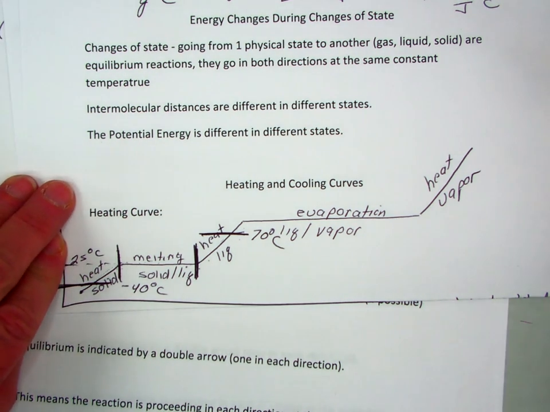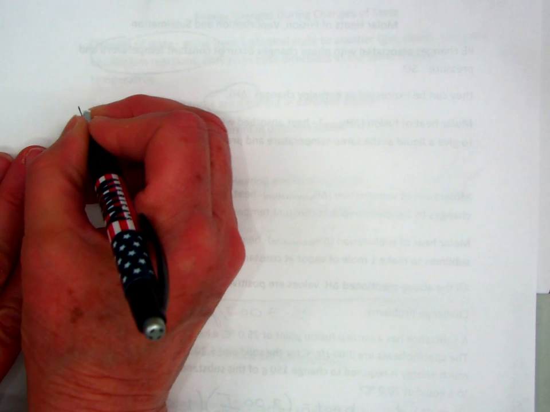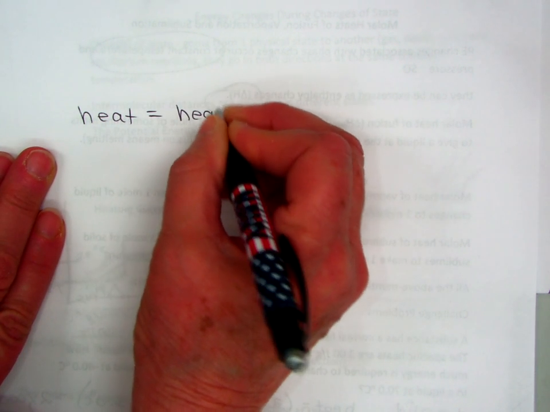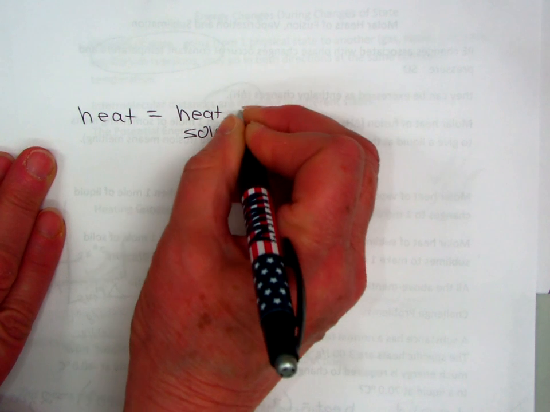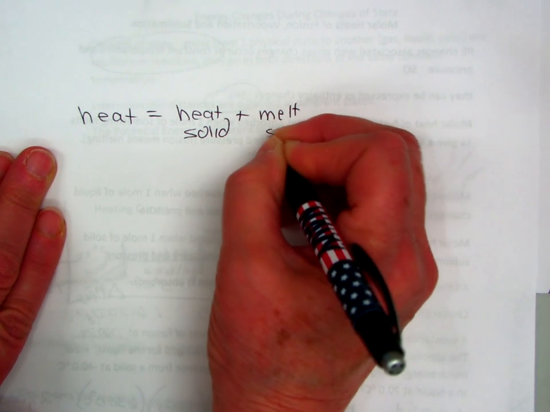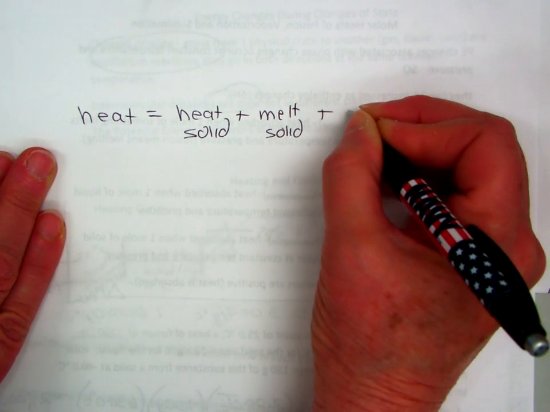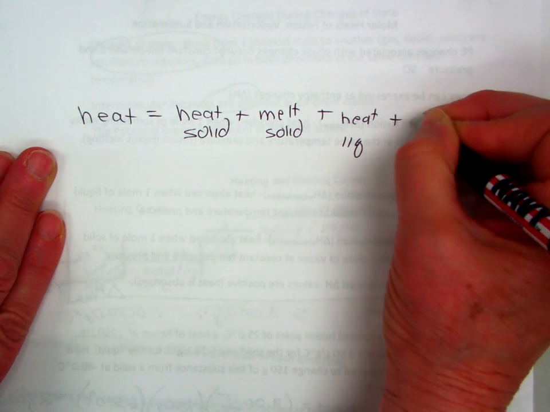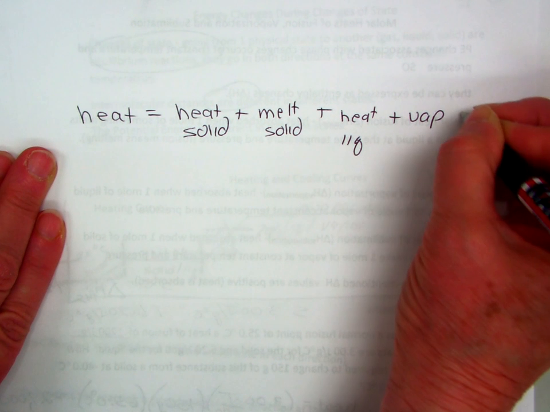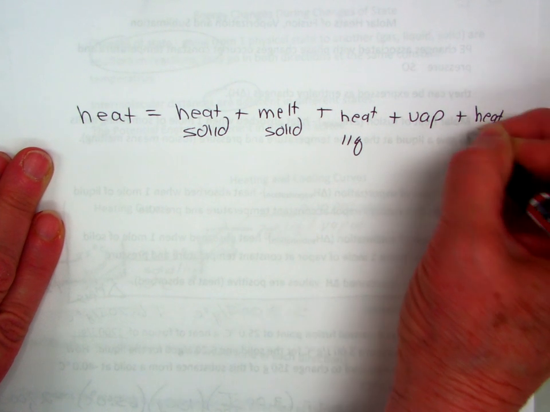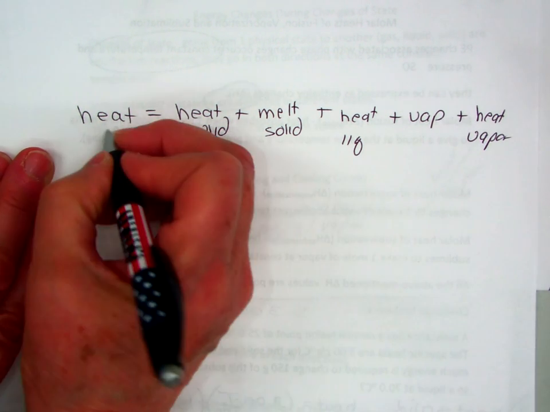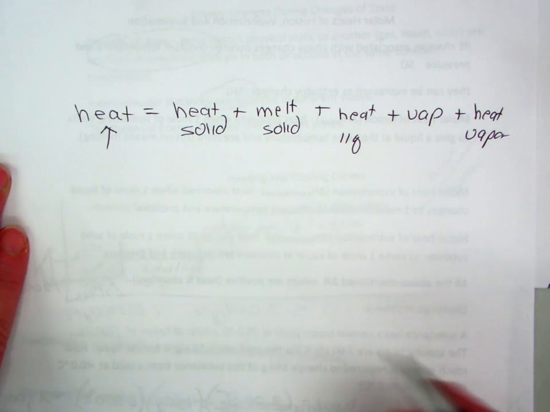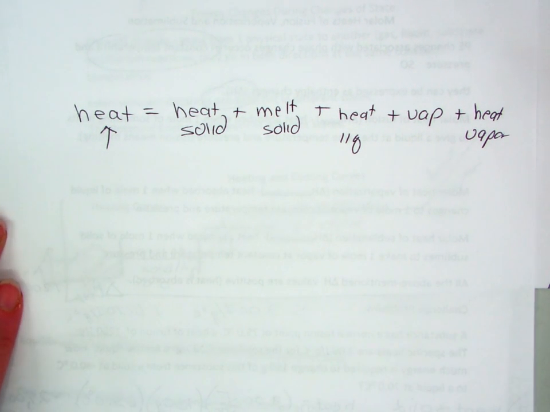So if that were the question, then you'd say, okay, I know the heat, and it's the amount to heat the solid, plus melt the solid, plus heat the liquid, plus vaporize the liquid, plus heat the vapor. So if we knew how much heat we had total and we had all the appropriate specific heats and enthalpies, you would just figure out how much you used up.